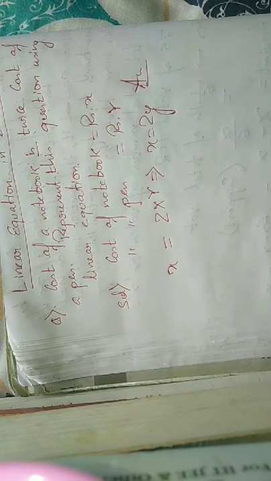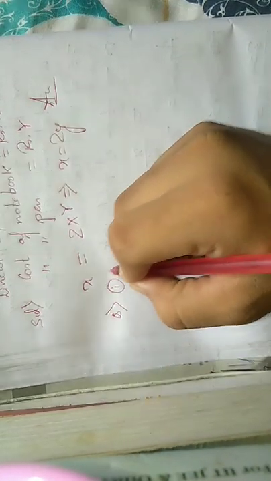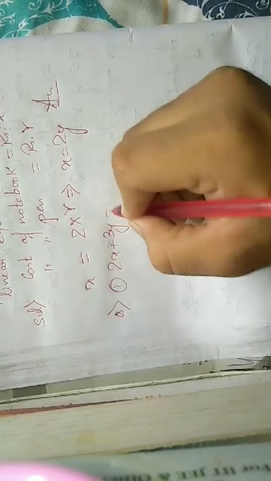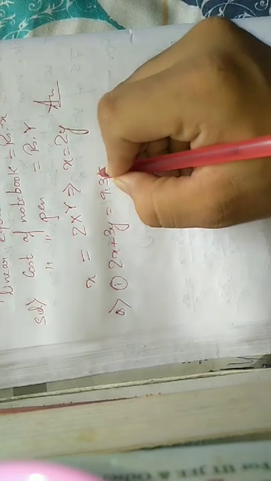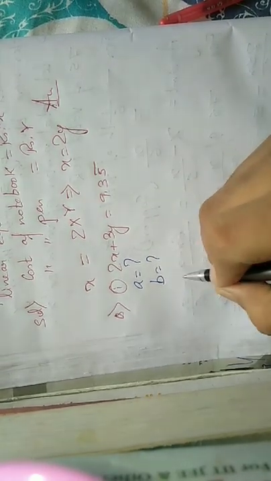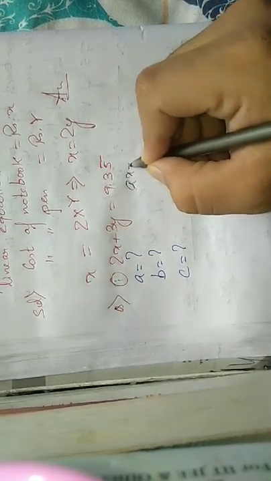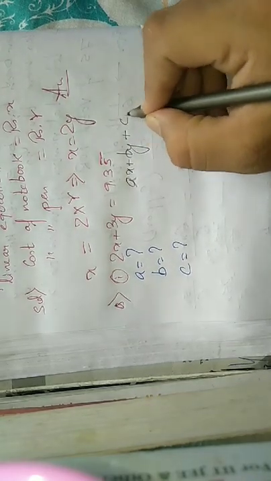Now we'll go deeper into the equation and learn about it. We'll do it by a question. Let this equation be 2x plus 3y is equal to 9.35 bar. What do they want? They want the values of a, b and c. Now I'll tell you these values. Any linear equation is of the form ax plus by plus c is equal to 0.